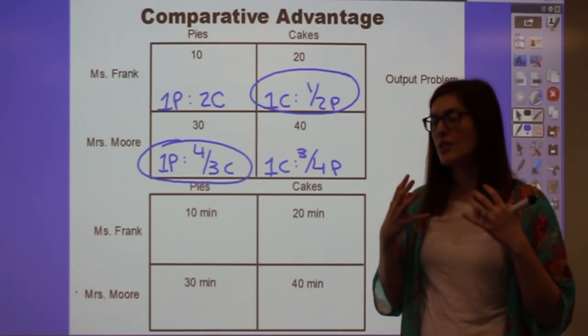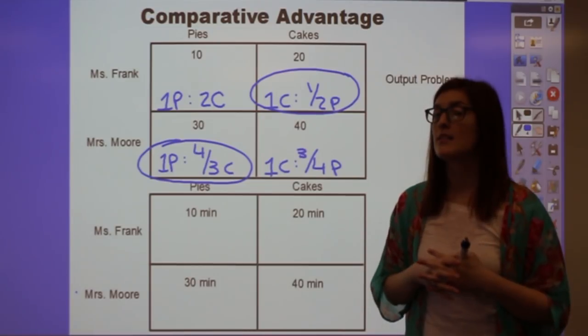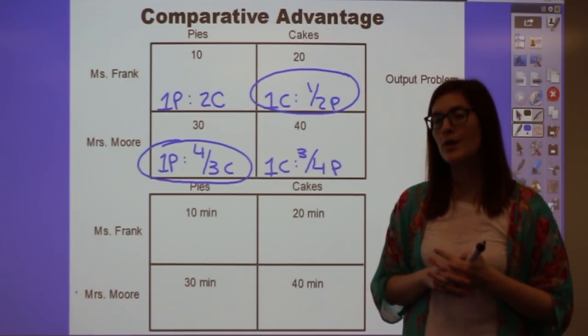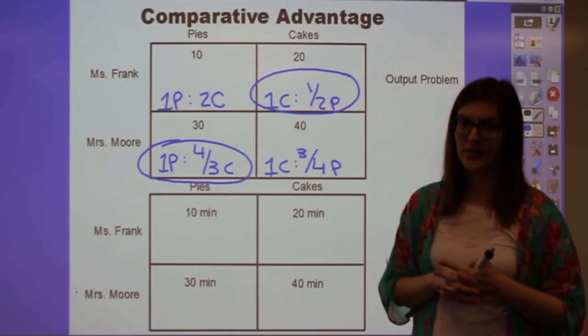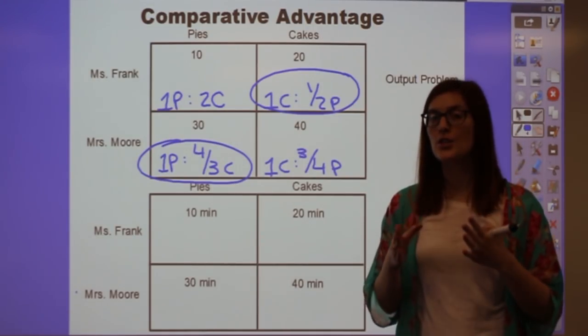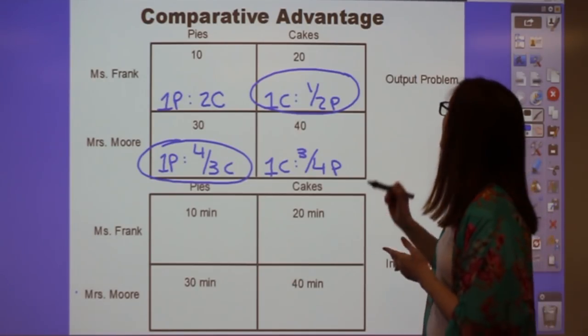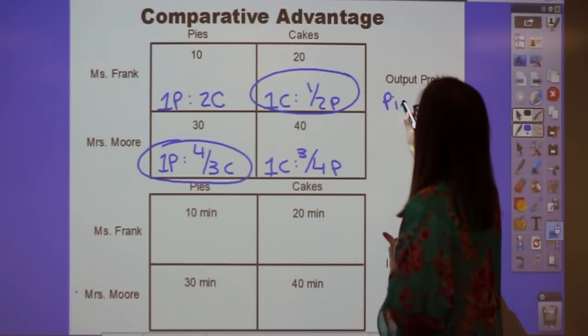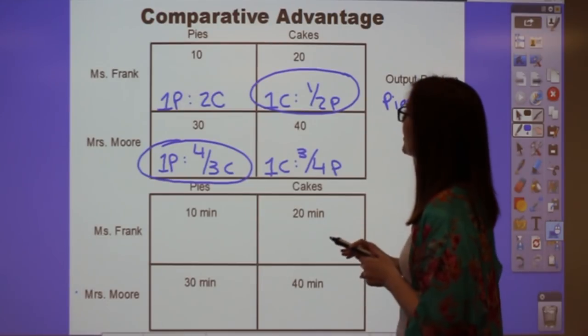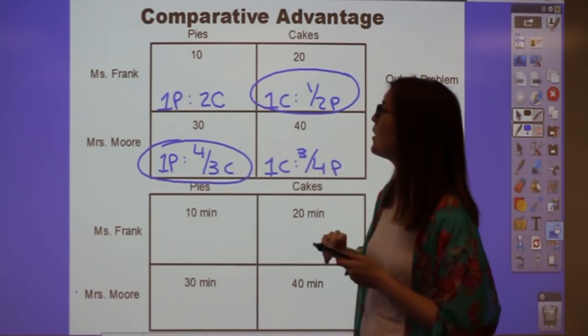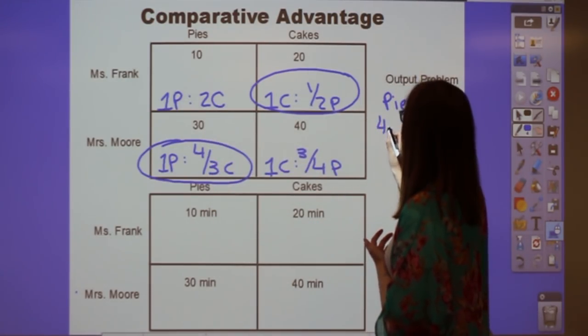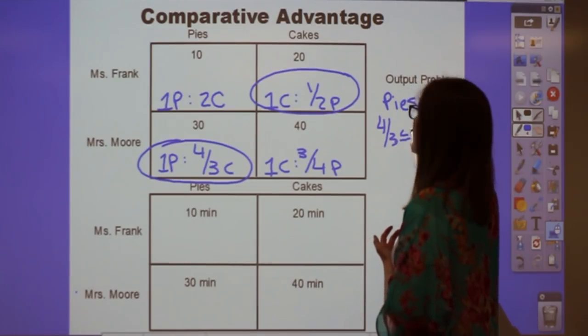So if they change the ratio, the buying and selling price of a pie or a cake, would Mrs. Moore and I still be willing to trade with one another? I do this by setting up a ratio for both goods and seeing if it fits into the ratio. So for pies, Mrs. Moore and I will still be willing to trade as long as the number is between the two opportunity costs, between 4/3 and 2.